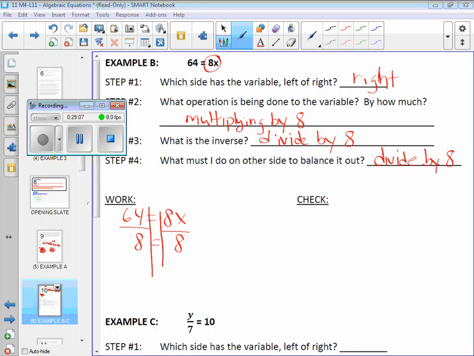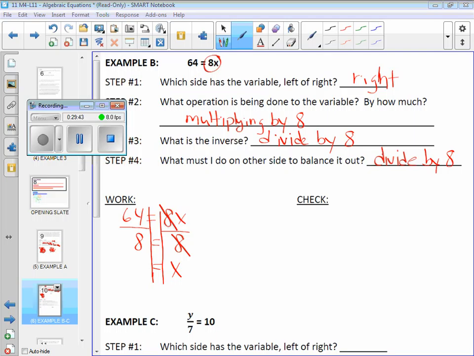So now here comes my lead question. On the right side, what can I put a line through? In other words, what cancels out? A lot of hands, good. Dylan. My 8 and my 8. Say goodbye to the 8s. Did I achieve my goal? Do I have x all by itself on one side? I absolutely do. Goal accomplished. Now you just got to do 64 divided by 8.